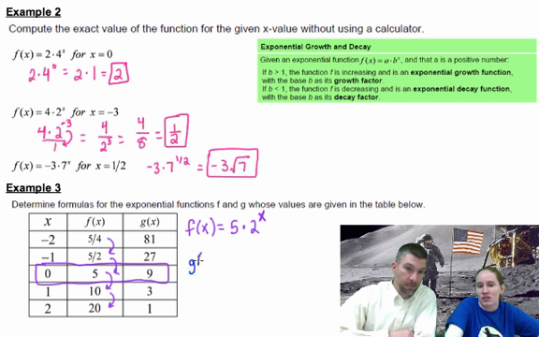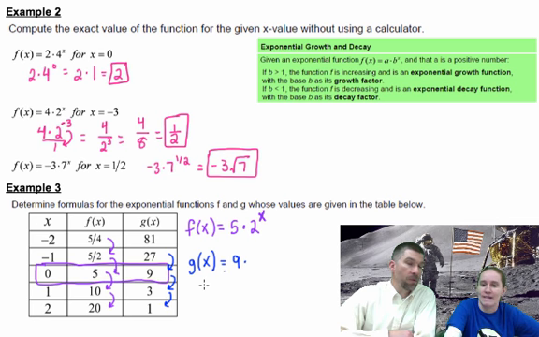G. Oh, G. So the initial value is 9. And then this one's maybe a little bit trickier. What do we multiply by? I know. This one looks weird. Yeah. But you're multiplying by 1/3.